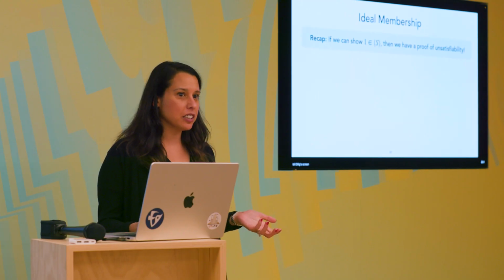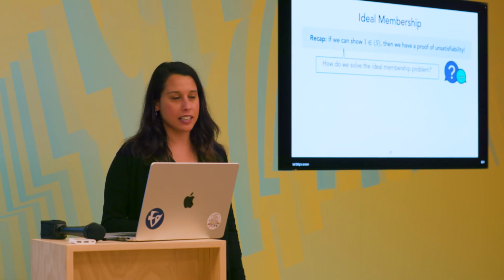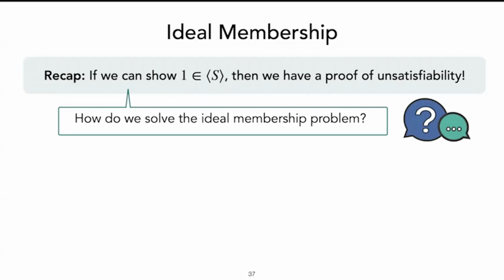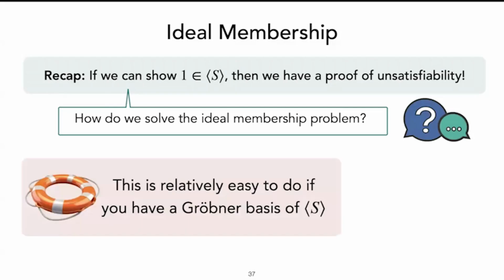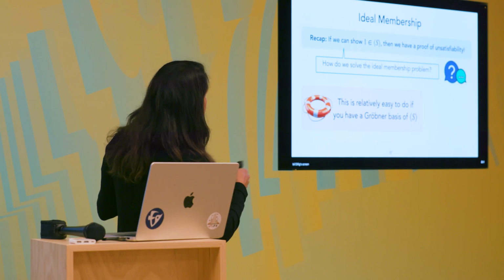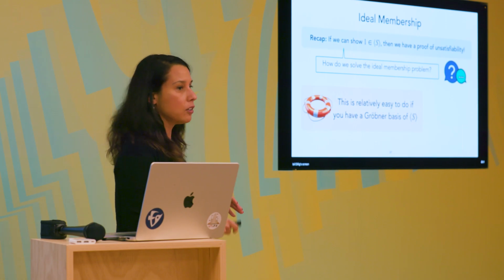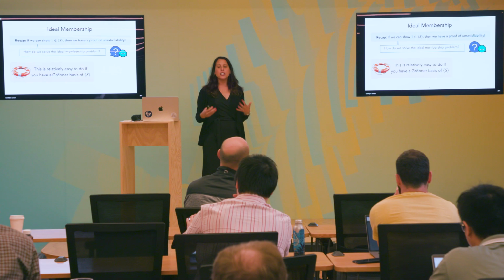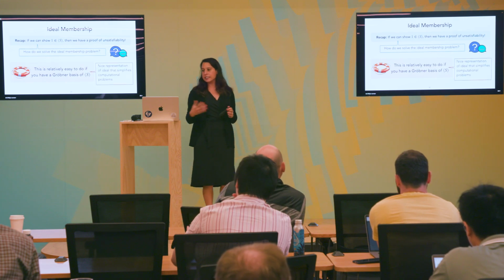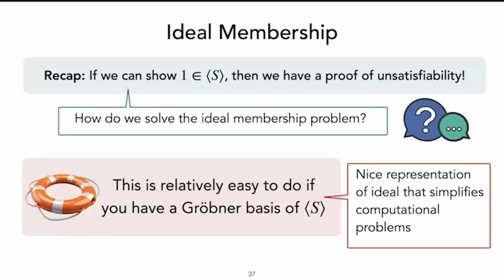But that begs the question: how do you check if 1 is in the ideal generated by S or not? That's the ideal membership problem. For those of you who don't have the background, it turns out there's a nice way of doing this using the concept of a Gröbner basis. If you're given a set of polynomials, you can compute something called a Gröbner basis, which is a very nice representation of the ideal that simplifies a bunch of computational problems. If you can compute a Gröbner basis, for which there's an algorithm, then you can also answer this ideal membership problem.